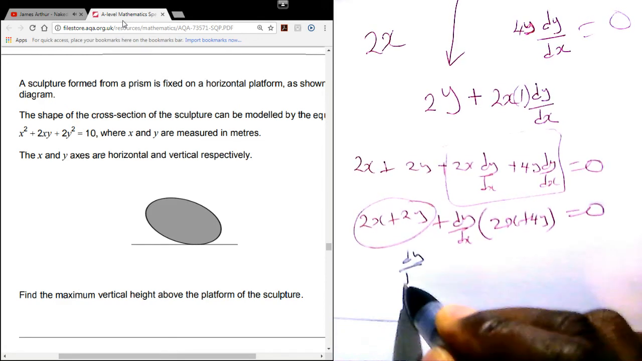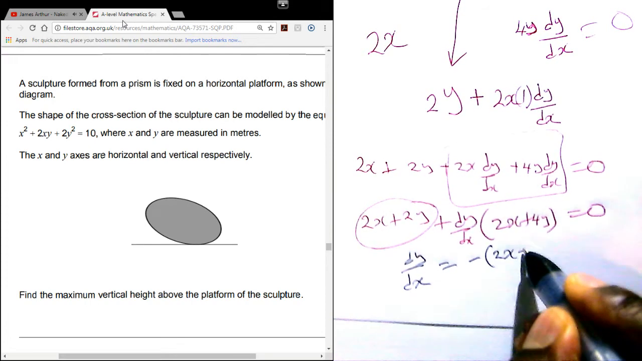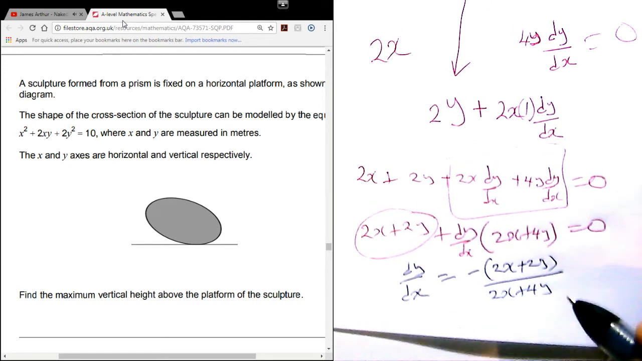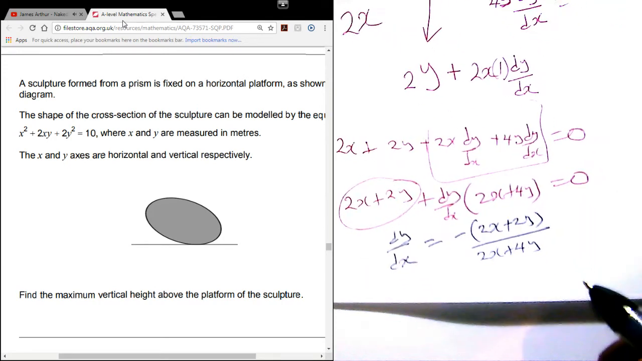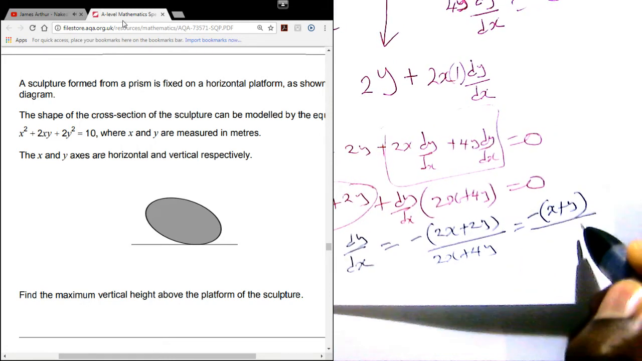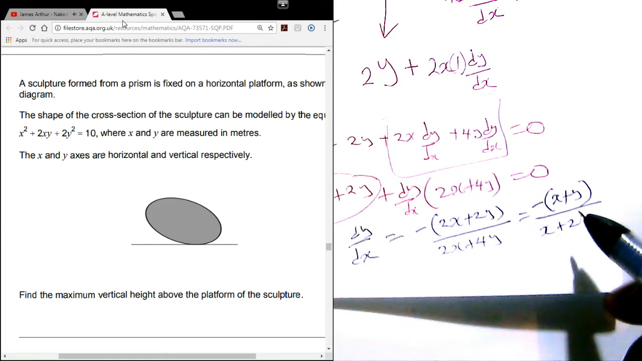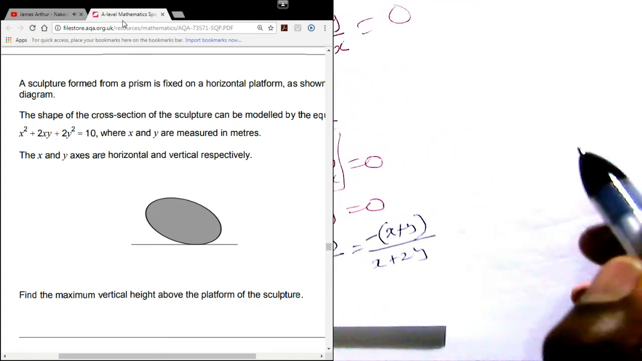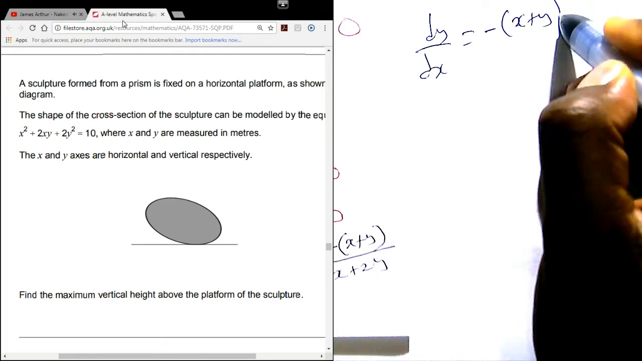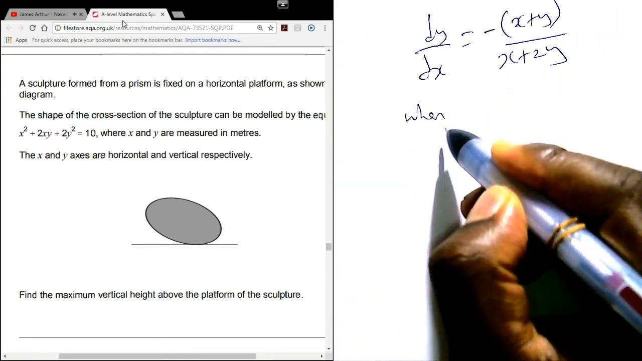So if I make dy dx the subject, it becomes negative of 2x plus 2y all divided by 2x plus 4y. And if you factor out 2 from the top and from the bottom, it becomes minus x plus y over x plus 2y. And that's your dy dx. We've solved the dy dx by implicit differentiation, okay? So if dy dx is now negative of x plus y over x plus 2y, what happens when dy dx is 0?